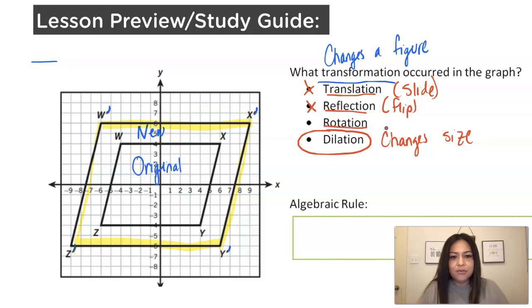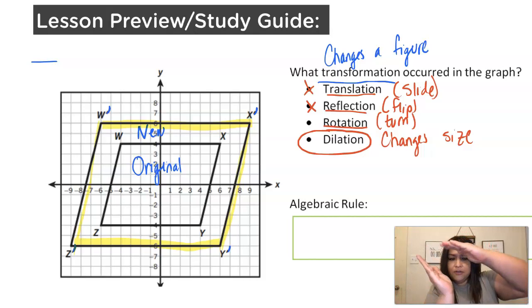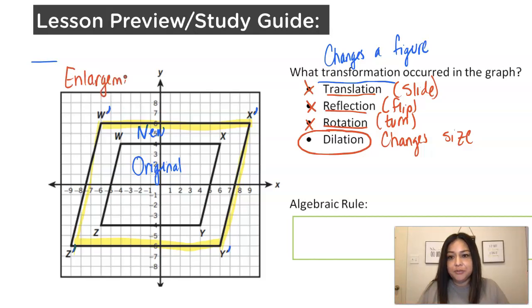And then we also have the rotation. Now a rotation is a turn about a center of rotation. So if I turn a figure, once again, I wouldn't change the size of it, I just change the location and the orientation of that figure. So the dilation is the only one that looks like what happened here in this graph right here. Now, since it did change the size, I need to think to myself, did it enlarge or did it reduce? And in this case, I'm going to say this is definitely an example of an enlargement.